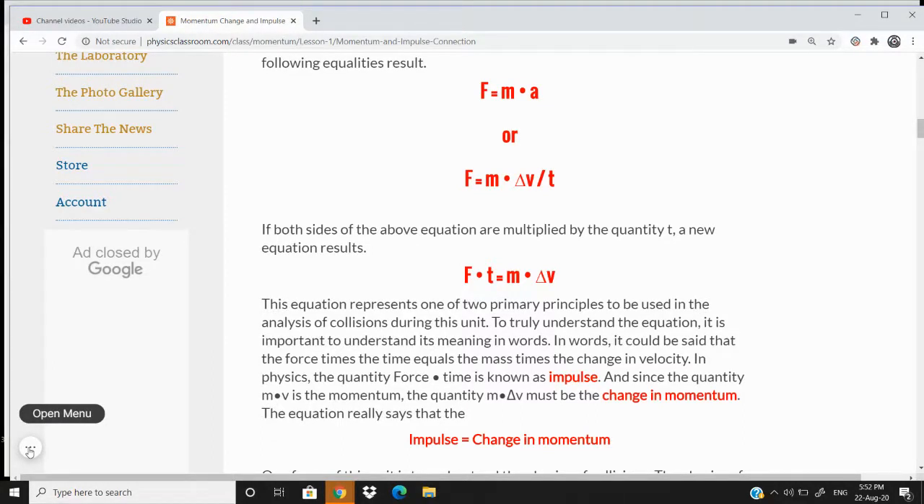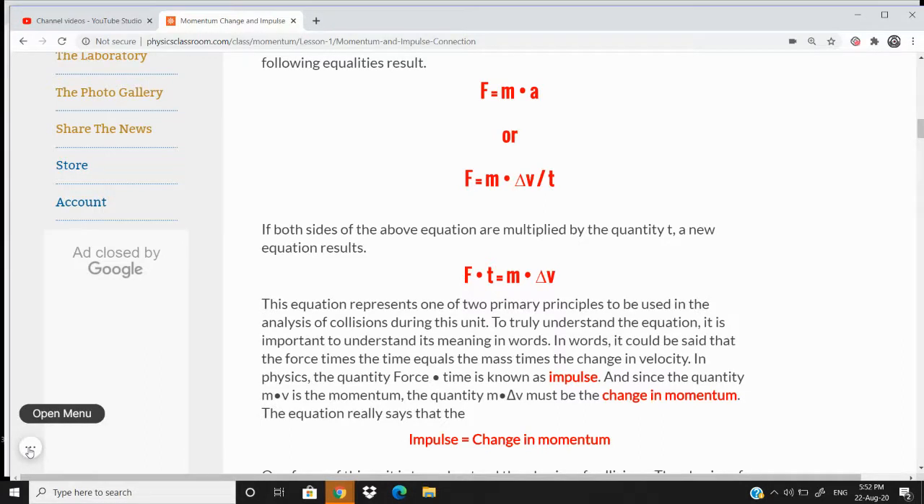Now what we are going to do? We are going to multiply both sides of this equation by the quantity t. Okay. Then what we will get? F into t is equal to m into delta v.